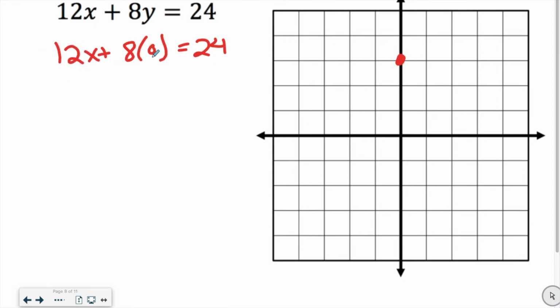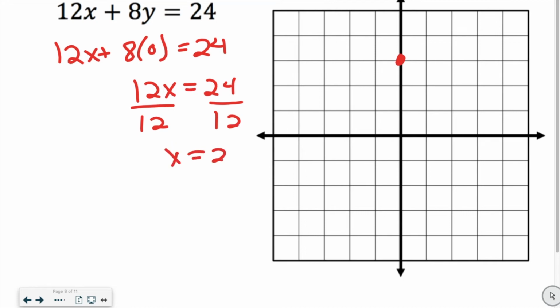So 12x plus nothing is just 12x. Divide by 12 and you get 2. So on your x-axis, the x-intercept is 2. And then you connect these two dots.